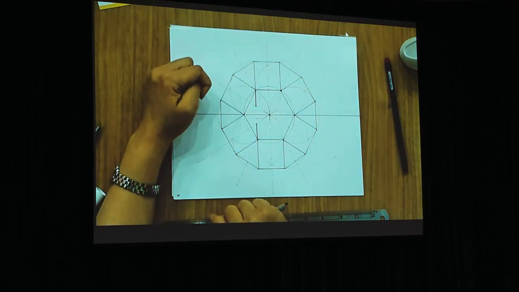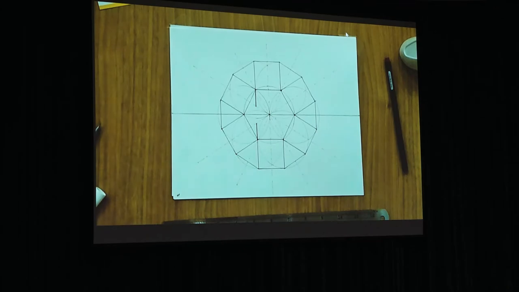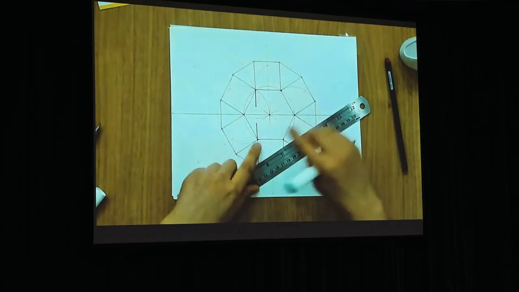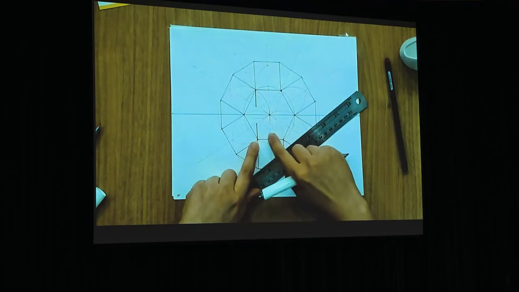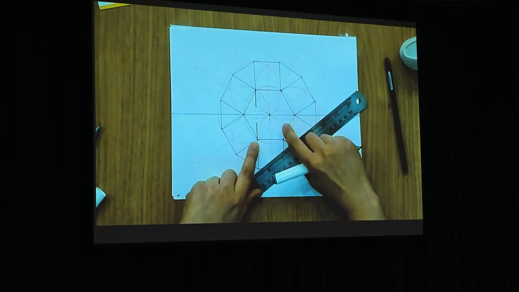Do you have it? You have it? Yeah? Okay. Okay, so I do the same thing here. I'm making a triangle, so I start from this point, stop at the guideline, and I start from this point and stop at the guideline.